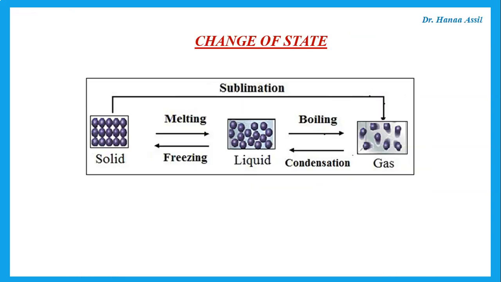Then you should know the different changes of state. Of course, if we heat a solid, it changes into liquid, that's melting. So melting is the change from solid to liquid. Heat the liquid further, it will boil. Boiling is the change from liquid to gas at a specific temperature. Now, if we cool the gas, it goes back, and this is condensation. And if we cool the liquid, it becomes solid, and that is freezing.